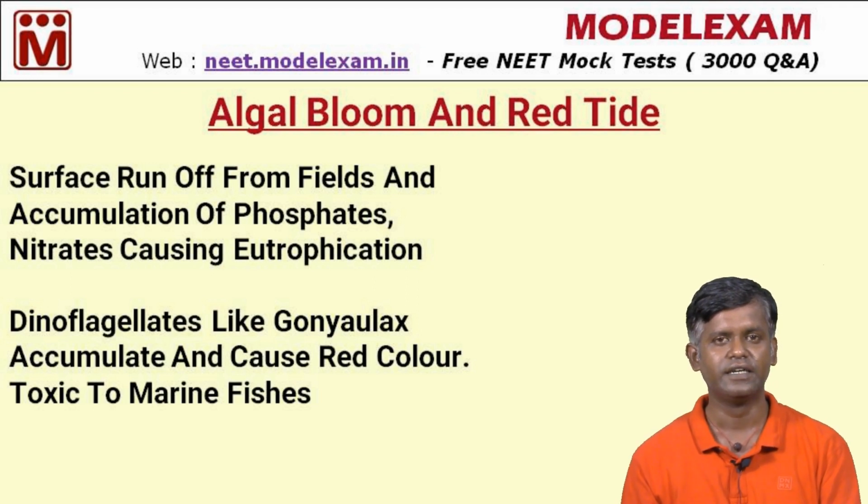This eutrophication is a common pollution in water areas. Next, about red tide. Red tide is caused by a dinoflagellate called Gonyaulax. Gonyaulax gets accumulated and causes red color in the water source. This red color source is toxic to marine fishes. We might have heard about the Red Sea. The color of the Red Sea is because of this dinoflagellate Gonyaulax.